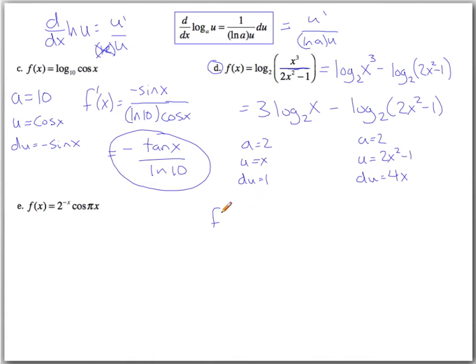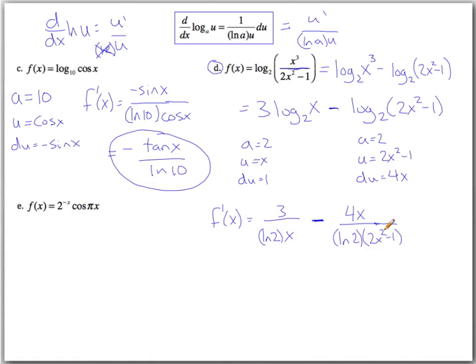So if we find our derivative now, we're going to get u prime over natural log of a times u. So u prime is just 1, and we still have the 3 there. So we'll have 3 over natural log of 2 times u, which is just x. And then we have a minus right here. And so we're going to do u prime over natural log of a times u. So here u prime is 4x. And then we have the natural log of a, which is 2, times u, which is 2x squared minus 1.